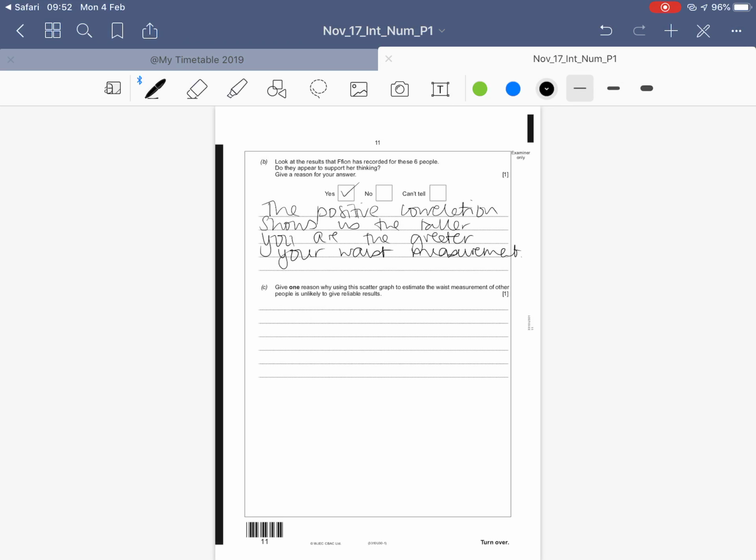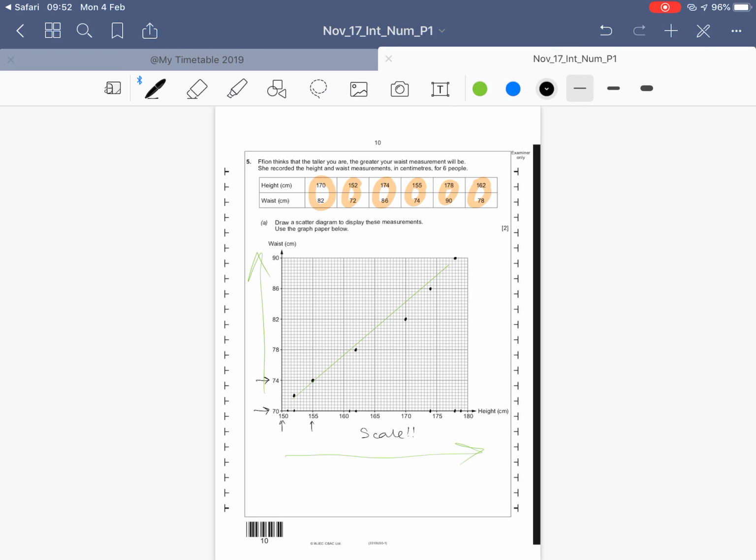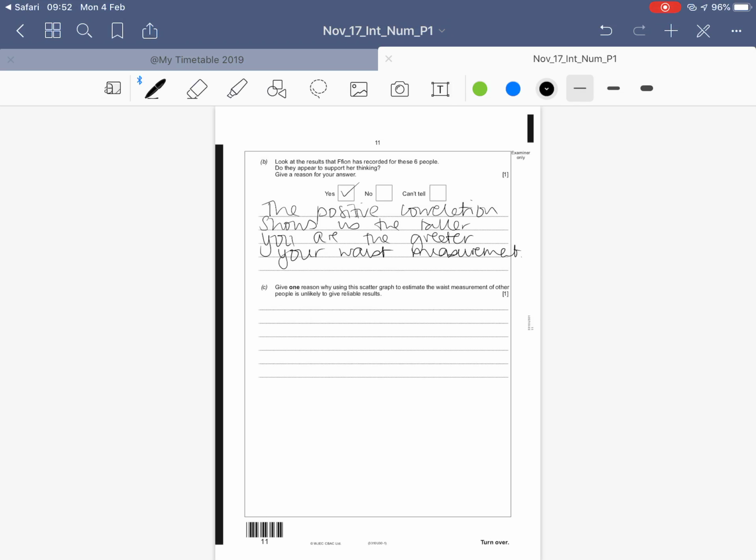Okay, give one reason for part C why using this scatter graph to estimate the waist measurement of other people is unlikely to give reliable results. Well, first of all, scatter diagrams are only reliable in between the range of values you've used. So we could only really talk about people that are between 150 and 180 in height. But also, we've only had 6 pieces of data. So to be more reliable, we'd actually need to test Fiona's theory for a bigger sample, so for a lot more people.